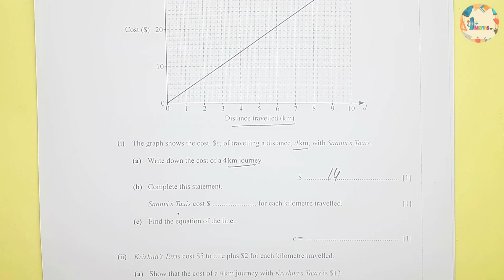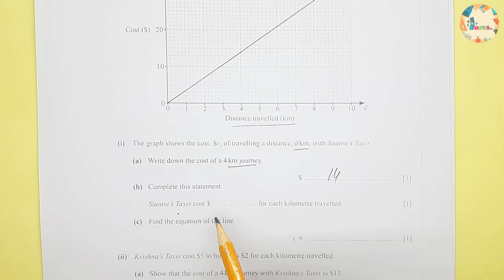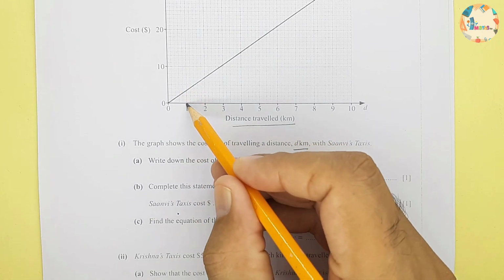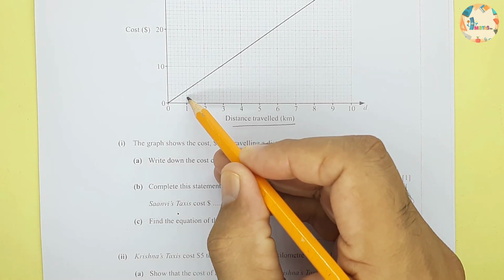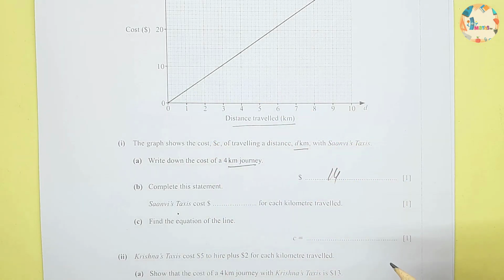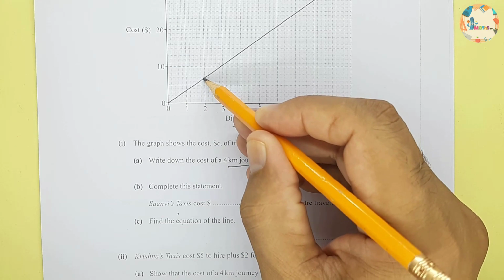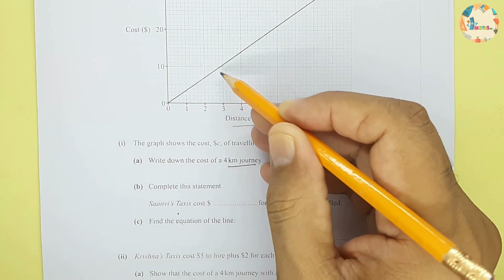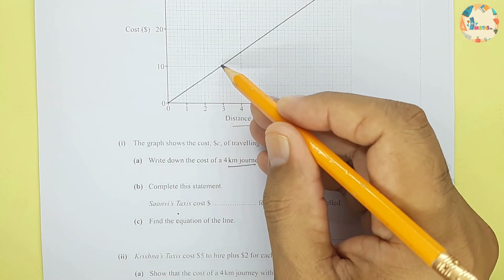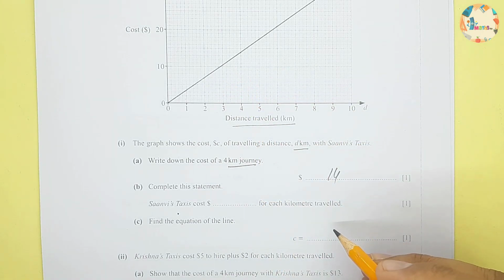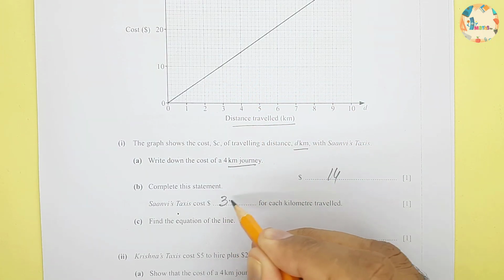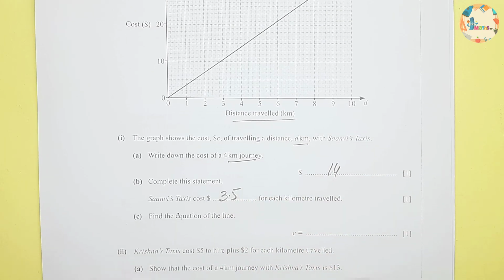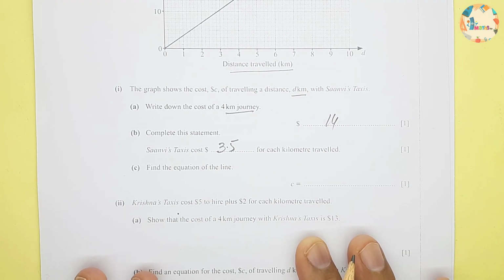Complete this statement. Sanvi's taxis cost dollars for each kilometer traveled. For 1 kilometer, if we check, this is 1, 2, 3, 3.5. So for 2 it will be 7. For 3, accordingly, 3.5 for each kilometer. So for each kilometer we will write $3.5.